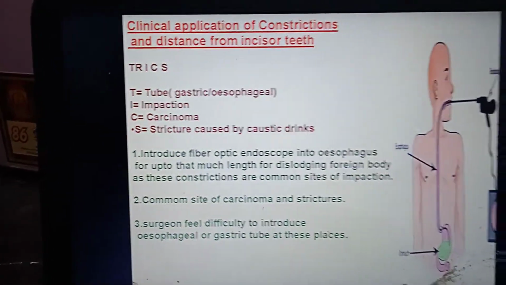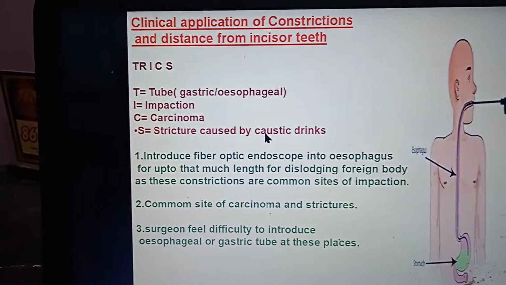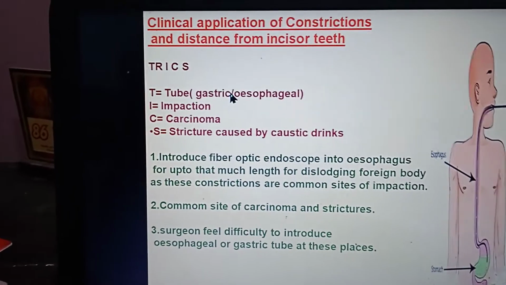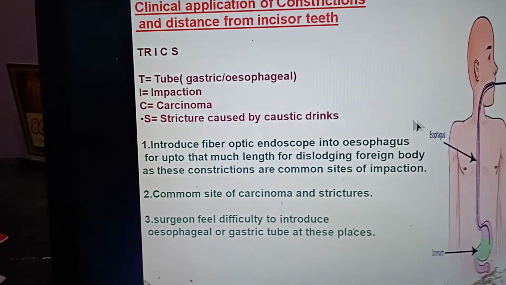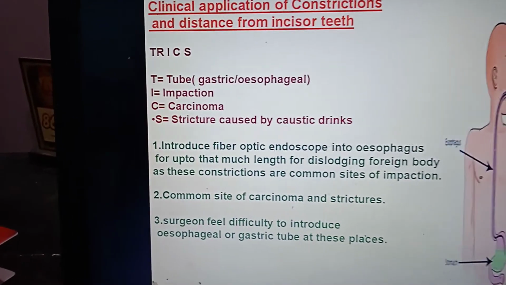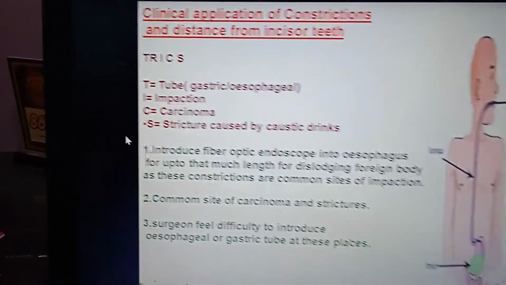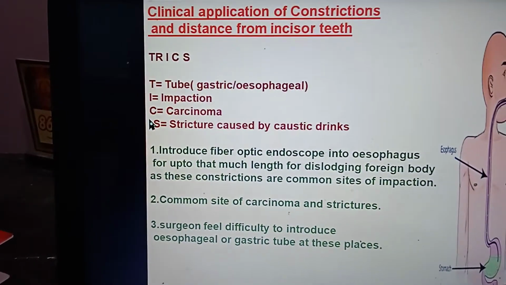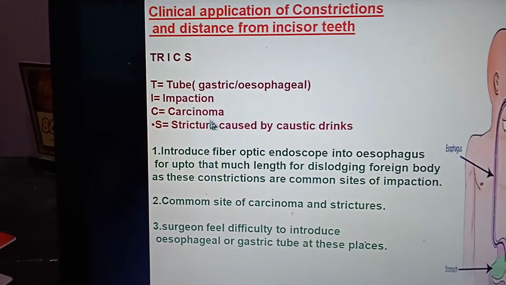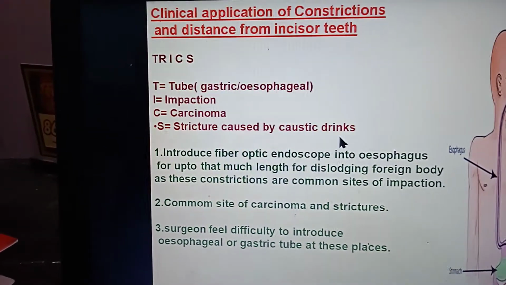Now clinical application of this constriction. Now is there any trick to memorize? Yes, it is tricks only. So T for tube. At these sites, these constrictions, the surgeon feels difficulty. So we should be aware where we can get difficulty to introduce the gastric or esophageal tube. And I for impaction. This is the site for impaction of foreign body, maybe a coin. And this is C for carcinoma. This is also a favorable site for carcinoma, as well as for stricture caused by caustic drinks.